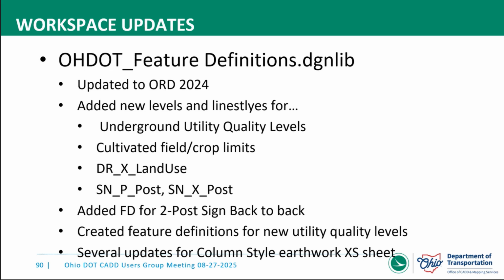Next, we updated the feature definitions library to ORD 2024. We added new levels and line styles for utility quality levels. So they're line styles for utility quality levels, crop limits, land use, and signposts. We added a feature definition for 2 posts signs back to back. We also created feature definitions for new utility quality levels. And we also made several updates to column style earthwork sheets.